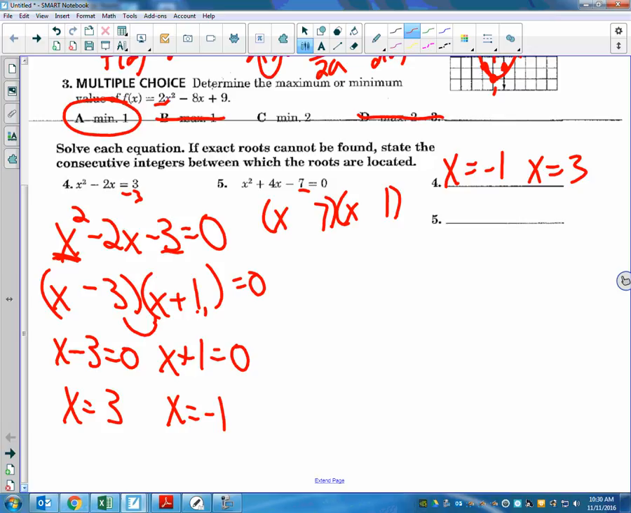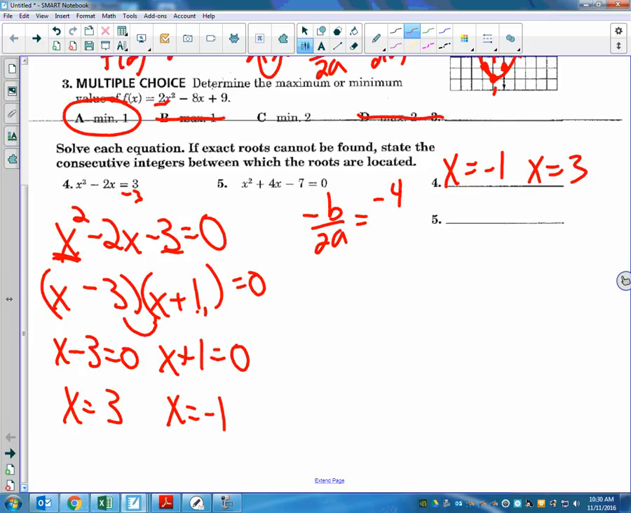It just means it's not going to be a nice number, which is why it says if exact roots cannot be found, state the integers that it's between. Which means right now, up until we learn more stuff, we have to graph this. Okay, so this will be another one just like number 1, that I'm going to graph by doing negative b over 2a. Right? That's the one formula that you have to know for the test on Monday. It's the only formula that you have to know for the test, other than knowing how to factor, which aren't really formulas.